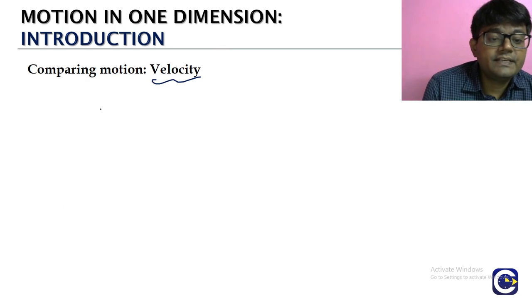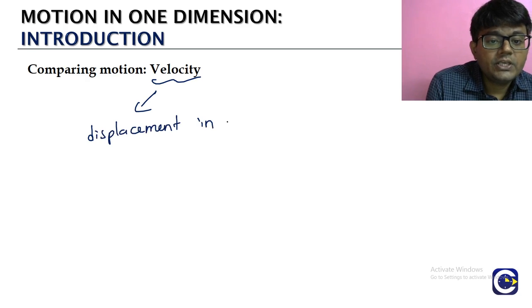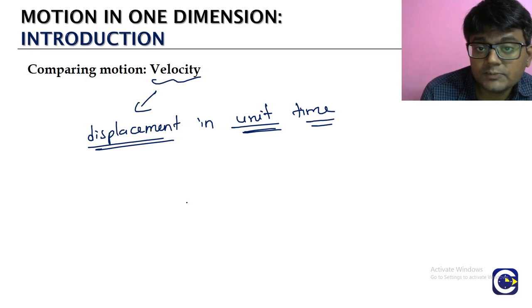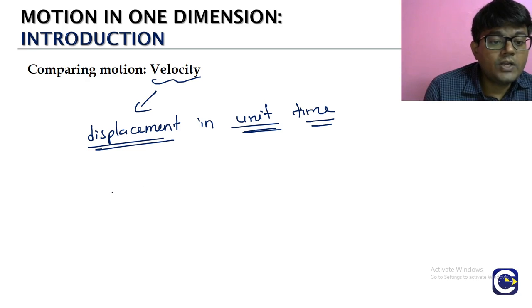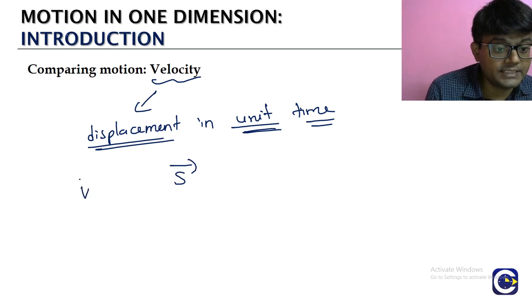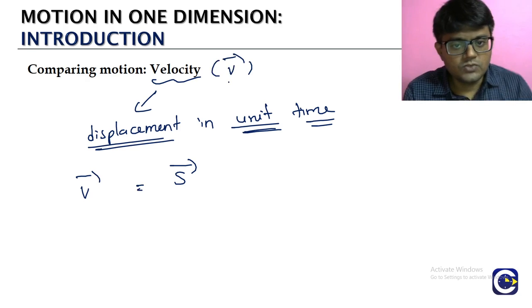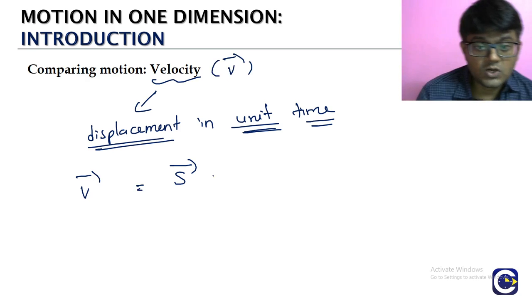So velocity is defined as the displacement in unit time. Say for example, we talk about the displacement value of some s, because velocity is a vector quantity and it is indicated by the symbol v bar. So when we generally say v, we are talking about the speed. When we put v bar, we are talking about the velocity.